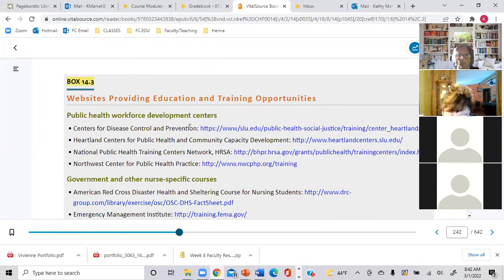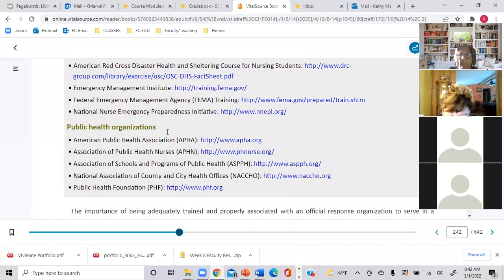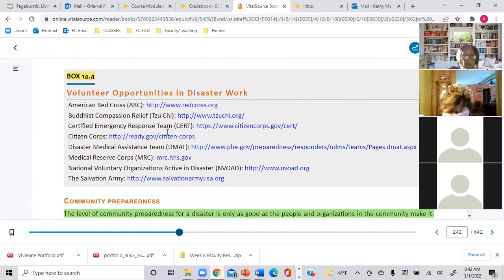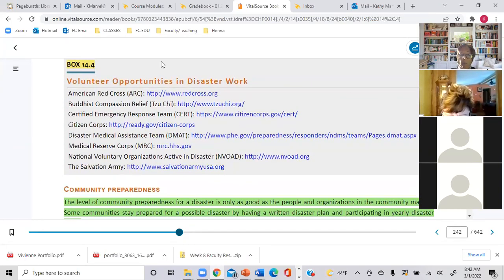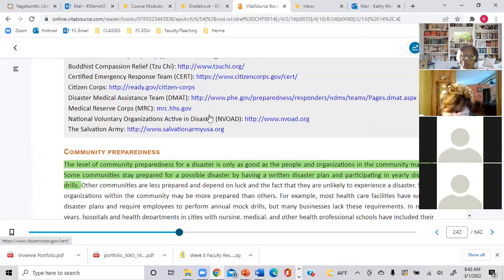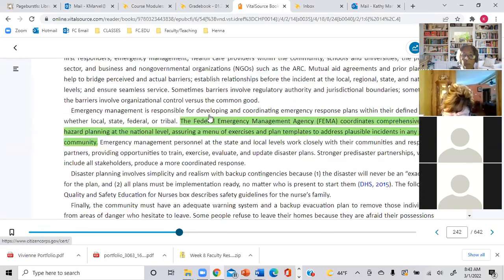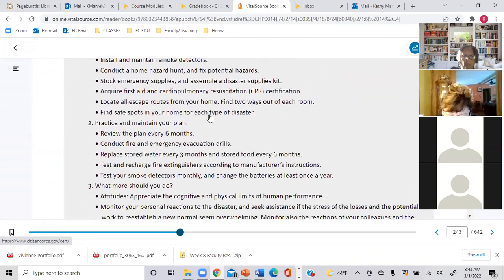Websites providing education and training opportunities for disaster preparedness. And I'm assuming in all of your workplaces, you have a disaster plan, right? You probably do drills. You probably know what your role is. You should. Right? Volunteer opportunities for disaster work, community preparedness. Okay. We just talked about that.